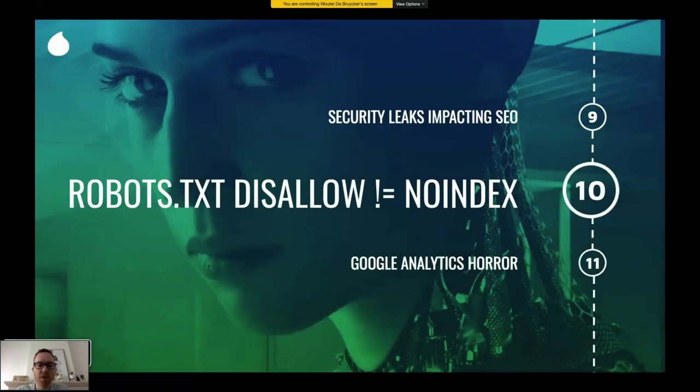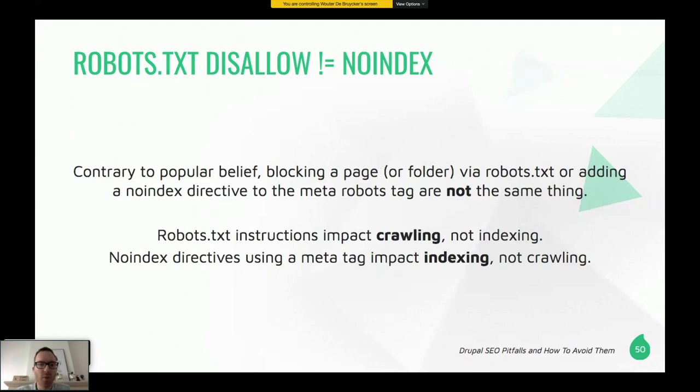OK, so now let's talk about the difference between robots.txt and noindex. Contrary to popular belief, blocking a page using the robots.txt or adding a noindex directive to the meta robots tag, they are not the same thing. So robots.txt instructions will impact crawling, not indexing. And a noindex directive, for example, by using a meta tag on a page, will impact the indexing of that page, but not the crawling of it. So this is a very specific and important difference. Robots.txt is for crawling, noindex is for indexing.